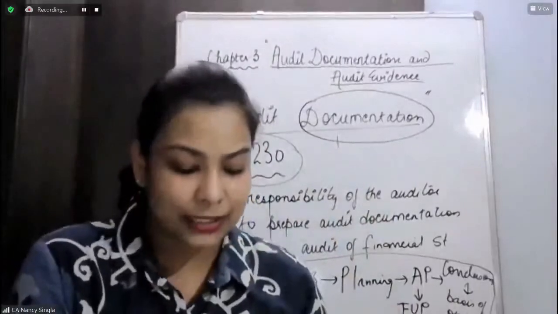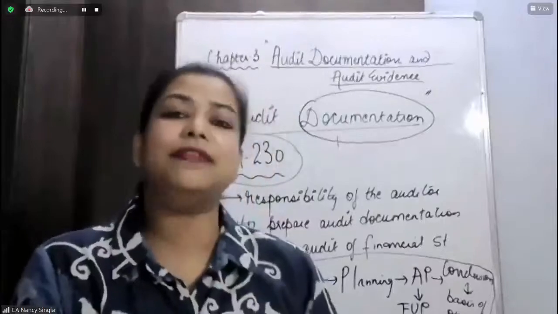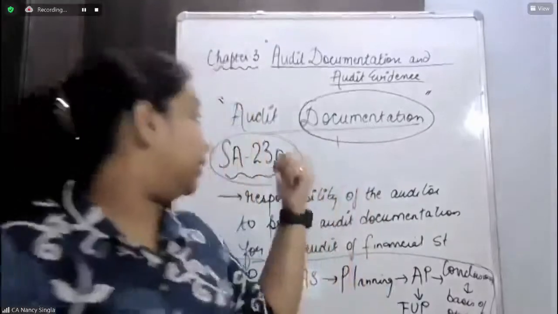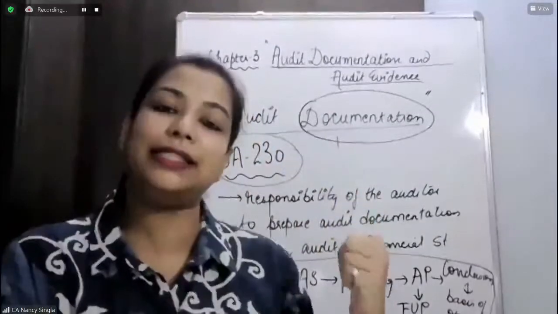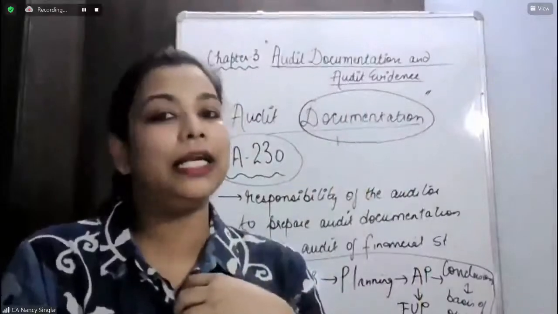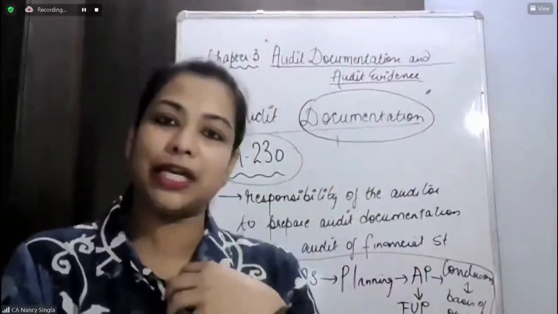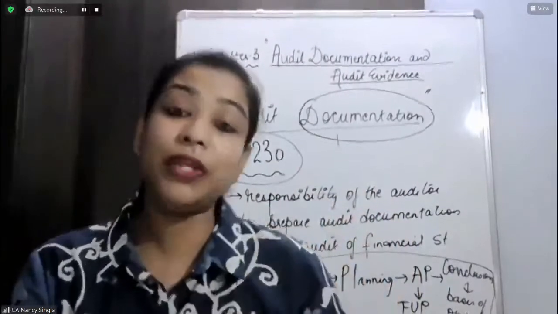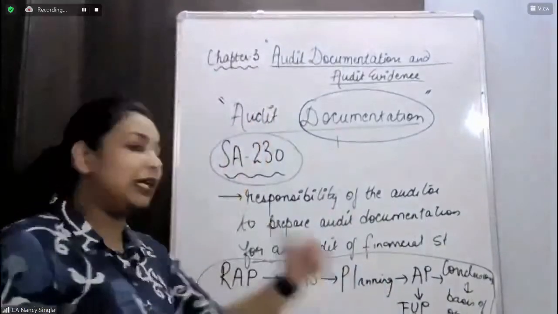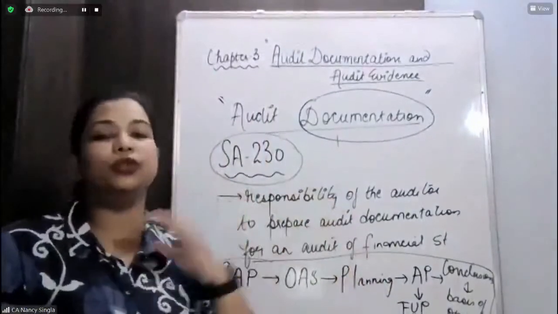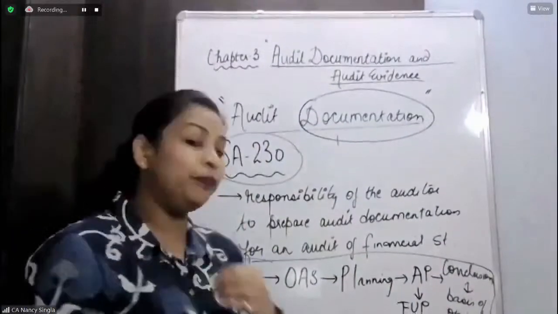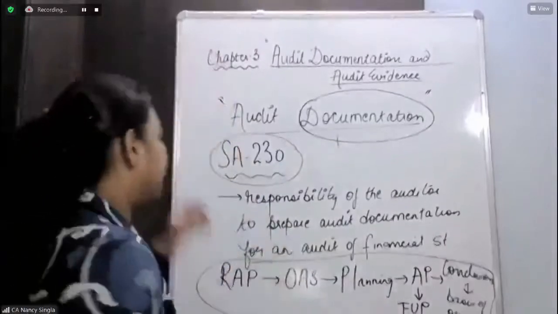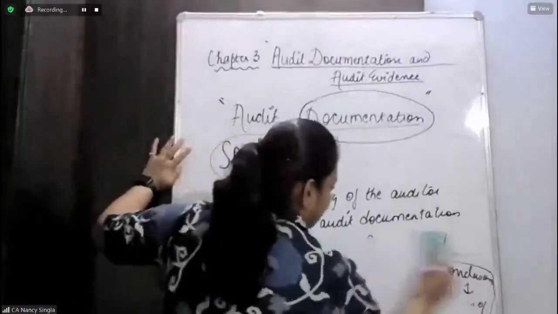Now our auditor says, okay, that is fine, I have a responsibility, and SA 230 has said that such responsibility is contained in me. As per SA 230, the auditor has a responsibility to maintain the audit documentation. Now the auditor asks, I have understood that I need to maintain audit documentation, but please tell me in detail, what is audit documentation? What is the definition of audit documentation?